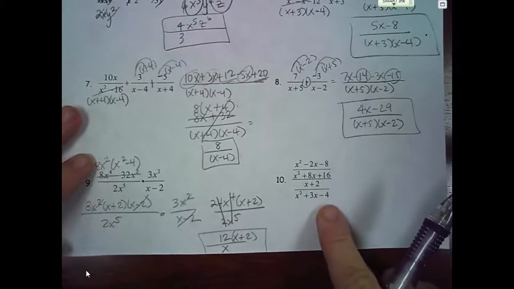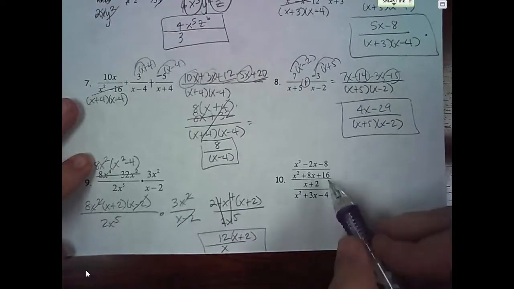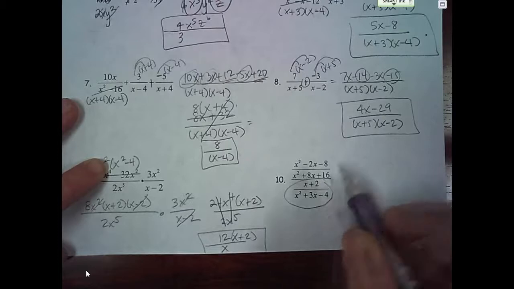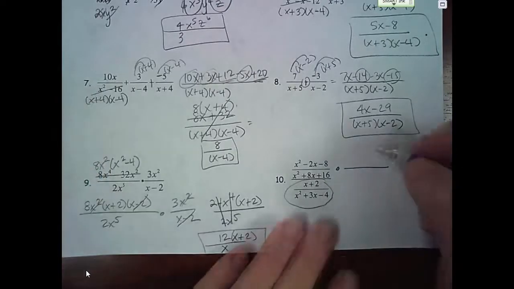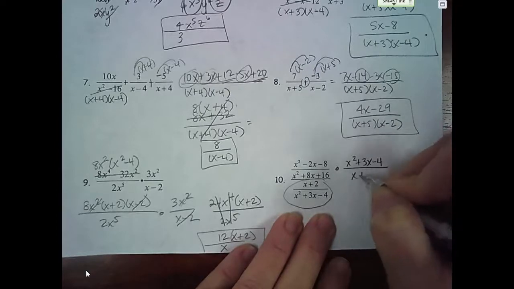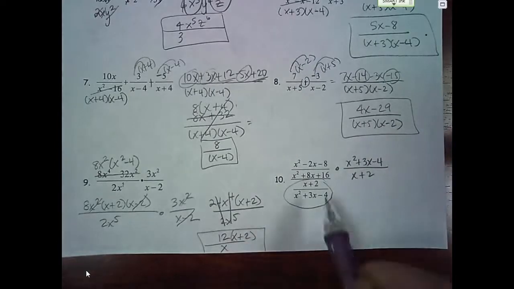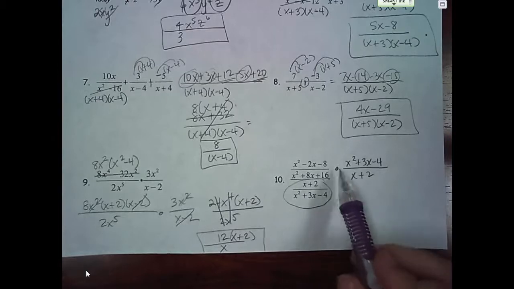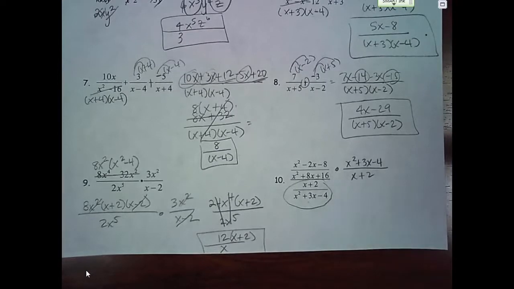Number 10 is a complex fraction, guys. All it's saying is to take this fraction, divide, so I'm going to make it multiply, and flip this. That's all that it is. Okay? It's saying a fraction divided by a fraction. So change division to times and flip the bottom fraction. Now then you have to factor everything.